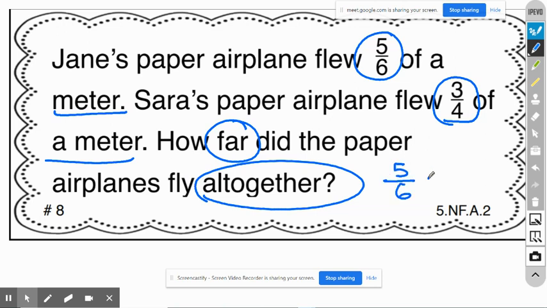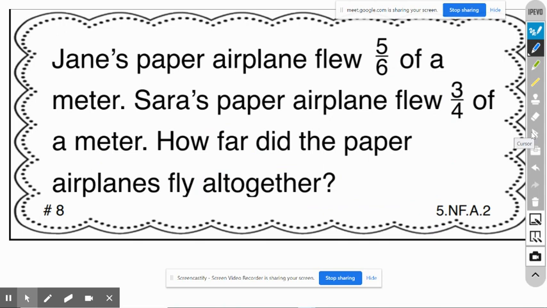It's 5/6 plus 3/4. Now, Jonathan, can I add these two right away? What do I have to do first? Very good. Now, some of you may choose to go ahead and multiply and do 6 times 4, 24, but you may have to reduce later. If you do the multiples for 4 and 6, you're going to get to 12. 12 is a lot smaller than 24, easier to work with. Okay, very good, Jonathan.